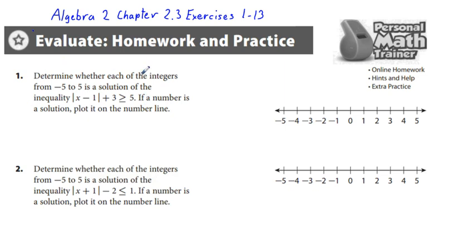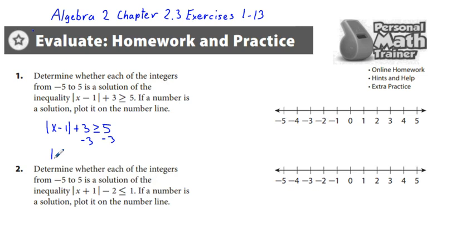One, determine whether each of the integers from -5 to 5 is a solution of the inequality, the absolute value of quantity x minus 1 plus 3 is greater than or equal to 5. And if the number is a solution, plot it on the number line. So basically what we can do here is a little algebra, subtracting 3 from both sides of this inequality.